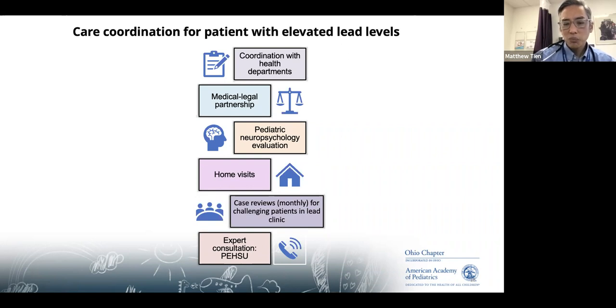We have teamed up with our pediatric neuropsychologists, so they actually have blocked off time on Friday afternoons during our lead clinic so that they can evaluate patients who have had elevated lead levels. They have a list of criteria of which of our patients they would like to see, and provide an in-depth neuropsychology evaluation so that we can best advocate for their educational interventions down the road.